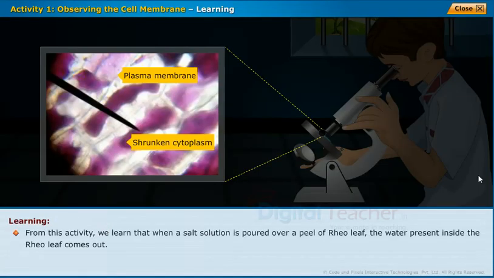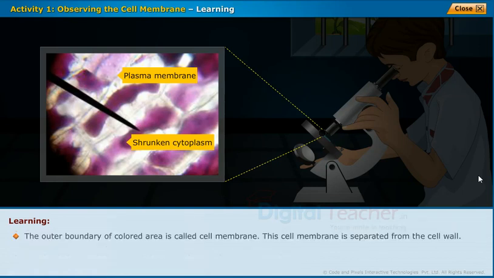From this activity, we learned that when a salt solution is poured over a peel of leaf, the water present inside the leaf comes out. This leads to the shrinking of cytoplasm along with the cell boundary. The outer boundary of colored area is called cell membrane. This cell membrane is separated from the cell wall.